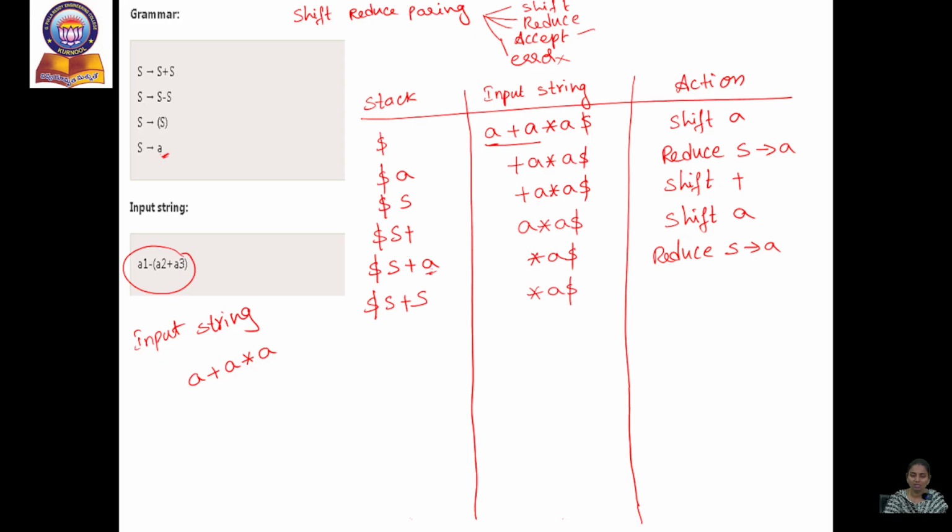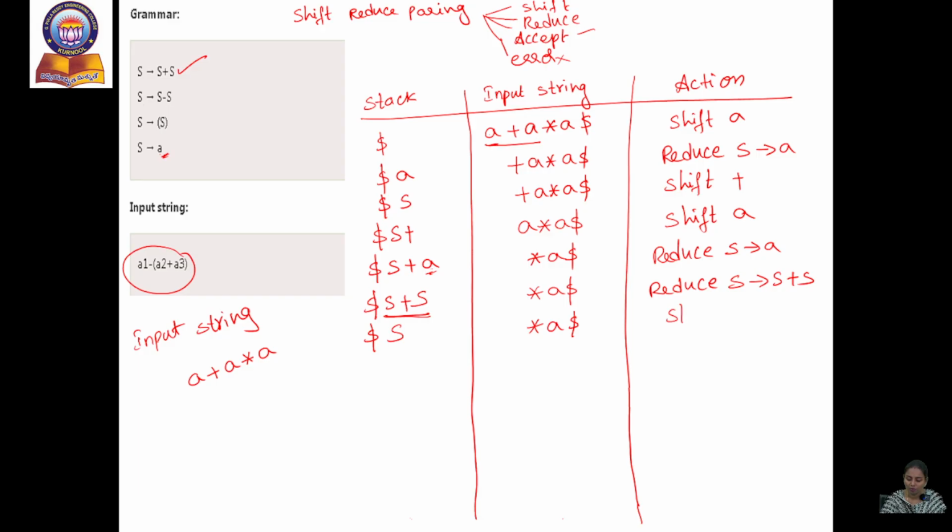Checking whether S plus S is available in the grammar. Yes, S plus S is available in the grammar, so again I am performing the reduce operation, S derives S plus S. So here the S plus S is the substring which I identified, nothing but the handle. This handle will be reduced by its production, that is S. S plus S will be reduced with its production, that is S. And what else is remaining here? Into A is remaining and the dollar.